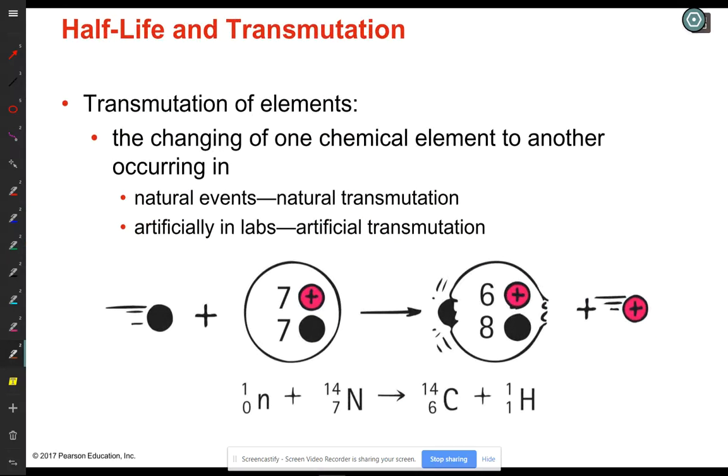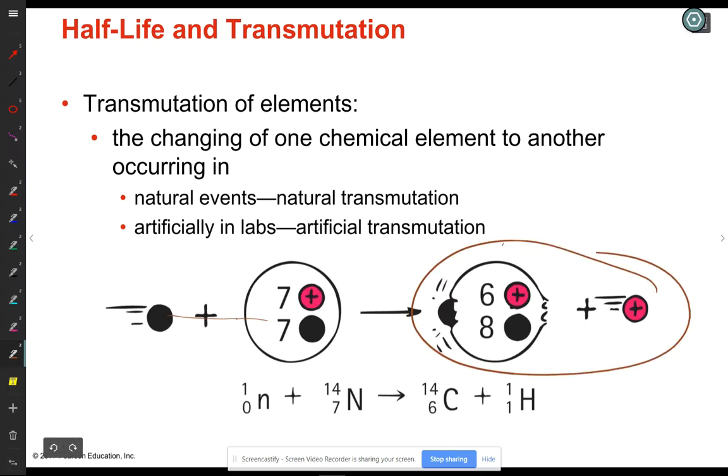And here's an example of transmutation. Here's the production of carbon-14 as I showed you earlier. You have a neutron that comes in, is absorbed by the nitrogen-14. It creates the unstable nitrogen-15 that's shown right here. Well, it didn't show it right here because it was the unstable nitrogen-15 that broke into the carbon-14 and the nitrogen. That's a transmutation because you change from one type of atom to another type of atom.